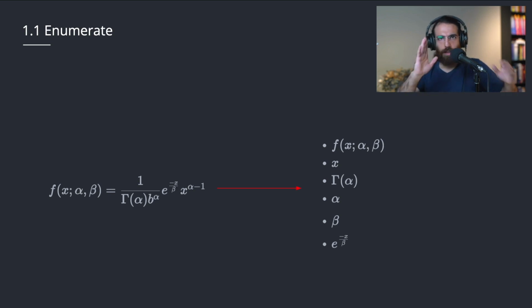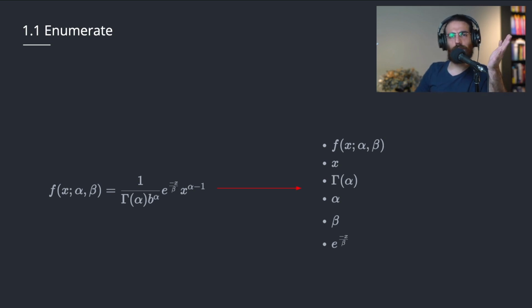So laser focus on every single term. I want to know what this is. Then I have an x. I want to know what x stands for. What does alpha stand for? What does beta stand for? What does E stand for? And what does gamma stand for? That's the capital letter gamma. So the first thing you want to do is write them all down.